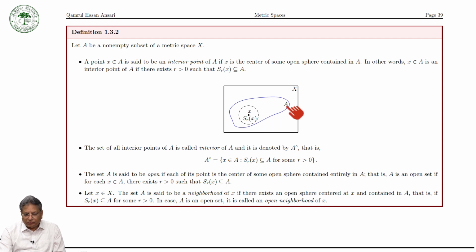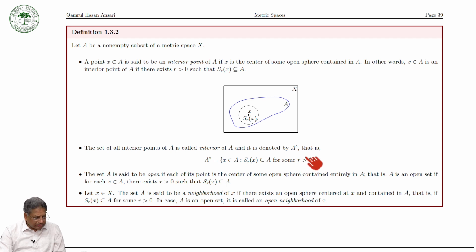S_r(x) lies within A. The set of all interior points of A is called the interior of A, and it is denoted like this. In other words, the interior of A is equal to the set of all points x such that S_r(x) is a subset of A for some r greater than 0.